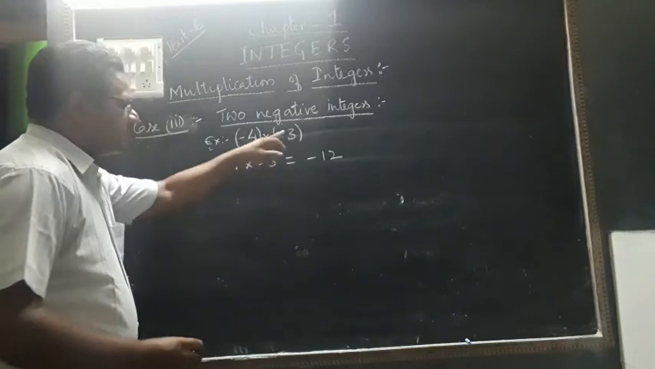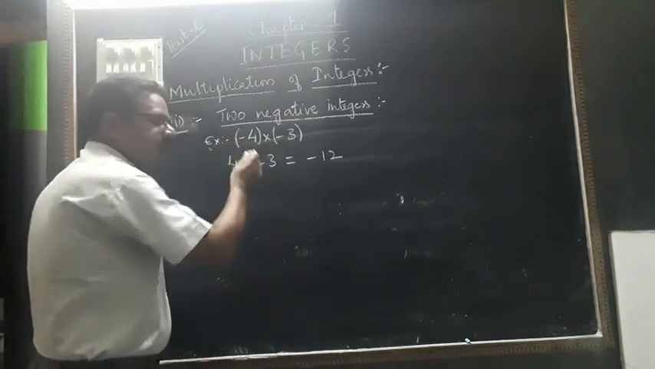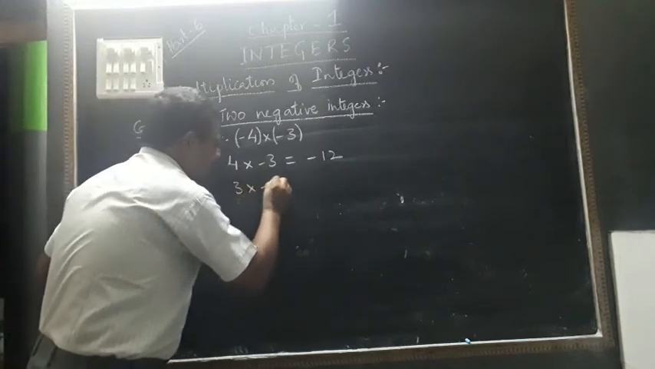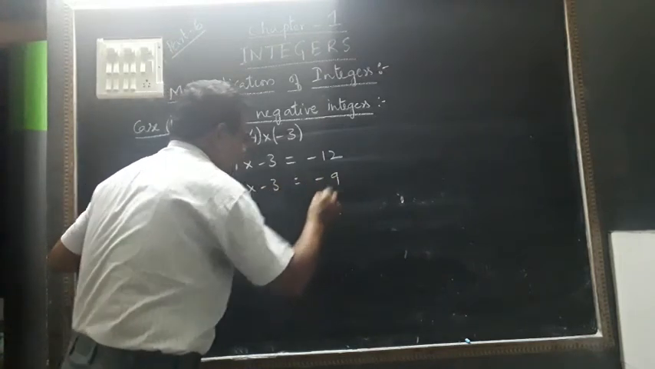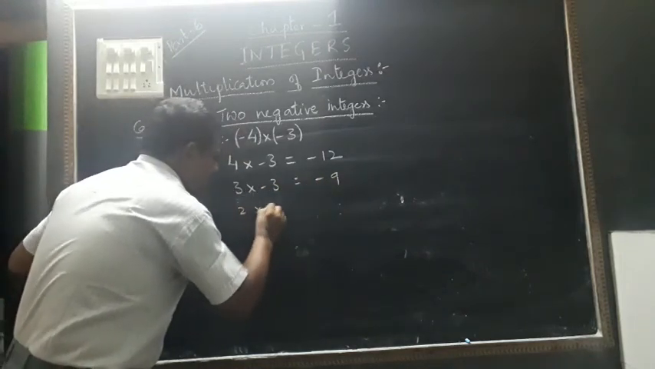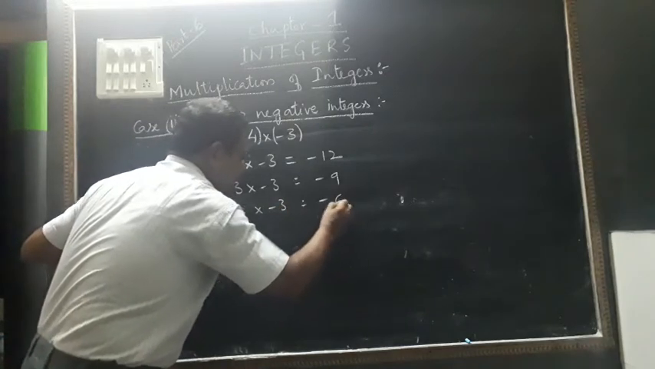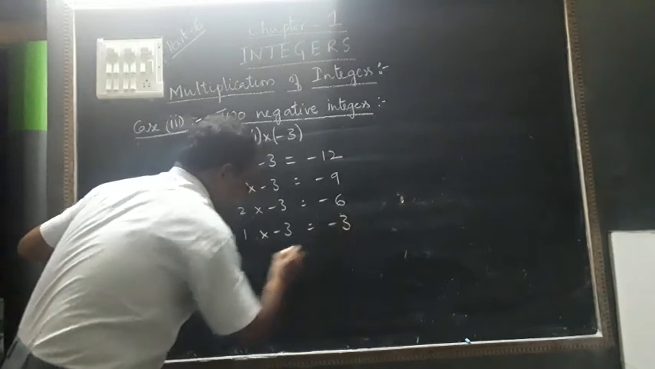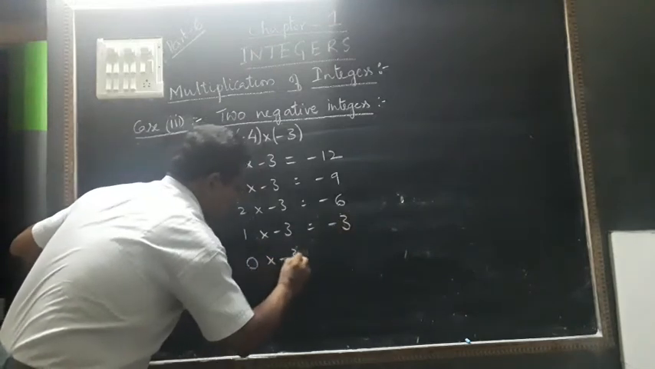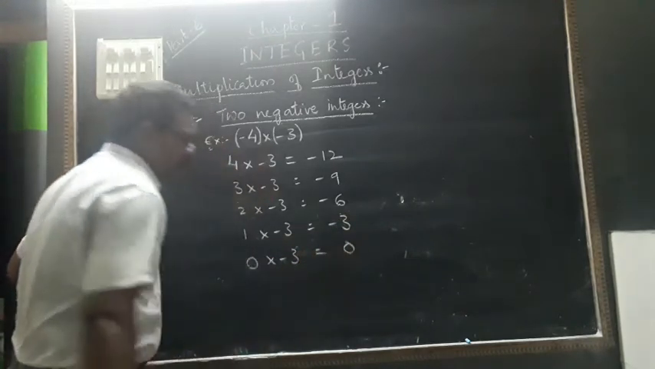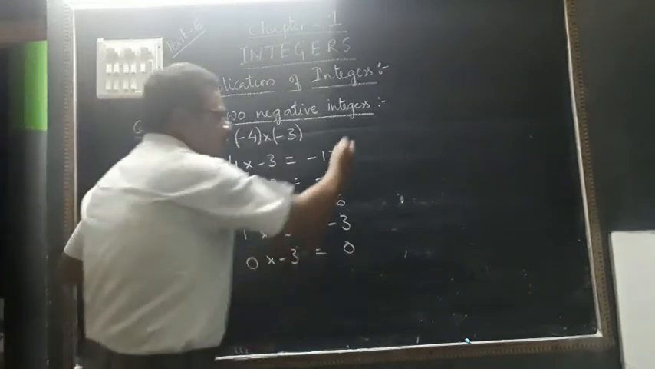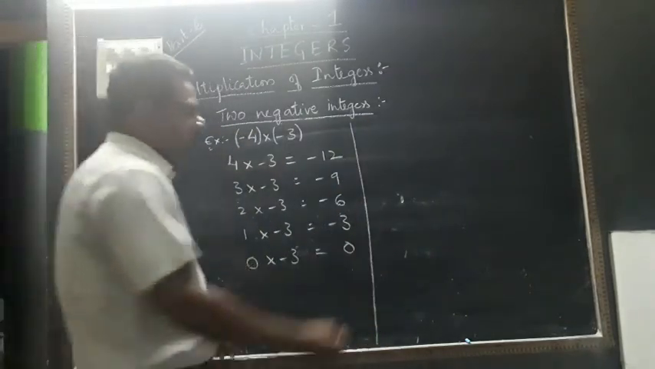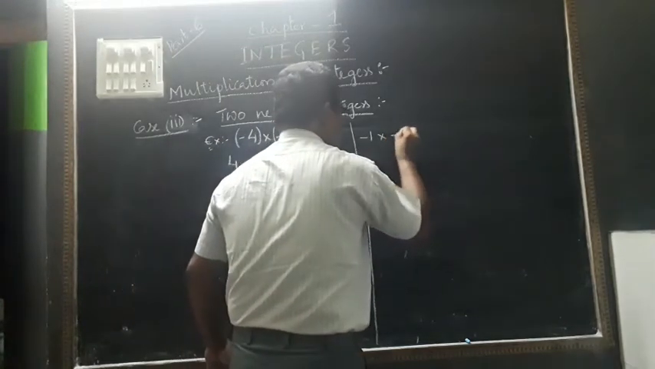Okay. So minus 3 is standard. 4 to minus 4 we will go. 4 into minus 3, 3 into minus 3 is equal to minus 9. 2 into minus 3 is equal to minus 6. 1 into minus 3 is equal to minus 3. 0 into minus 3, its answer is equal to 0. Okay. Next, after 0 what is there? Minus 1 is there. Minus 1 into minus 3.